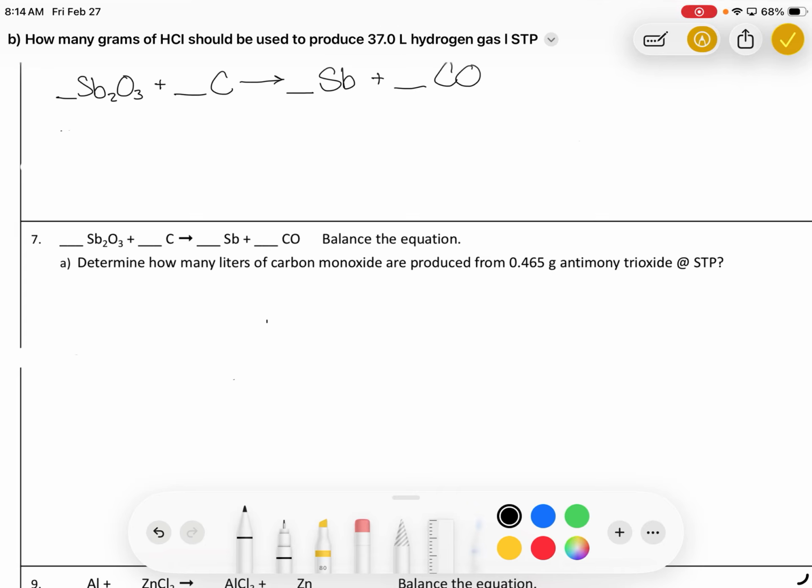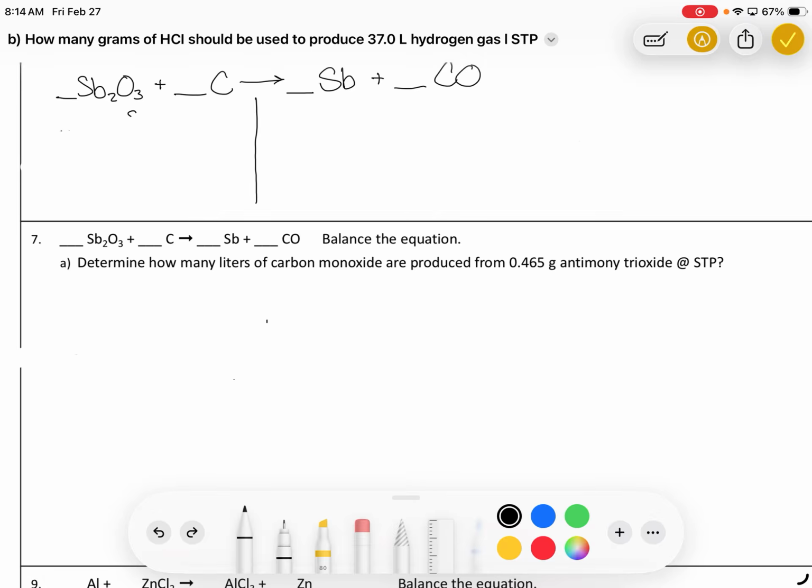Good morning all. This is question 7 on homework number 2. To start off, make sure that you are able to balance the equation. This is antimony oxide reacting with carbon to produce antimony and carbon monoxide.